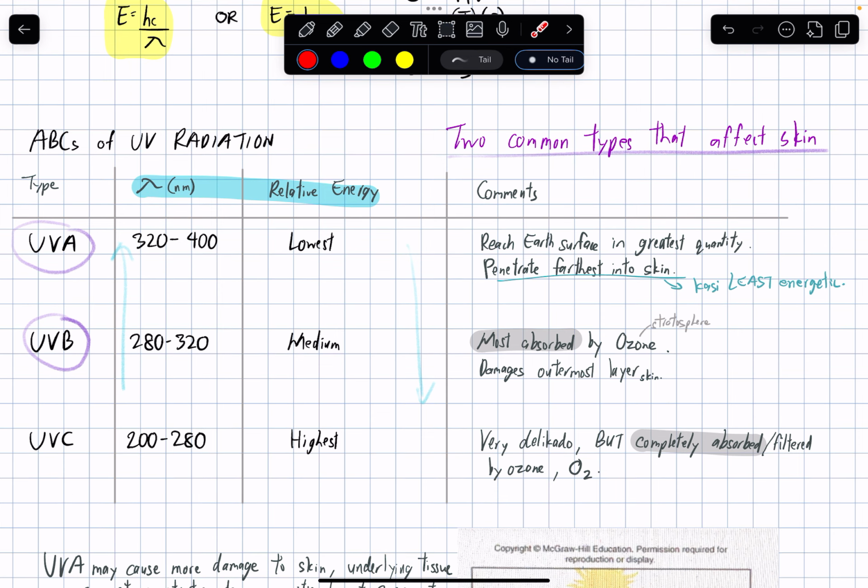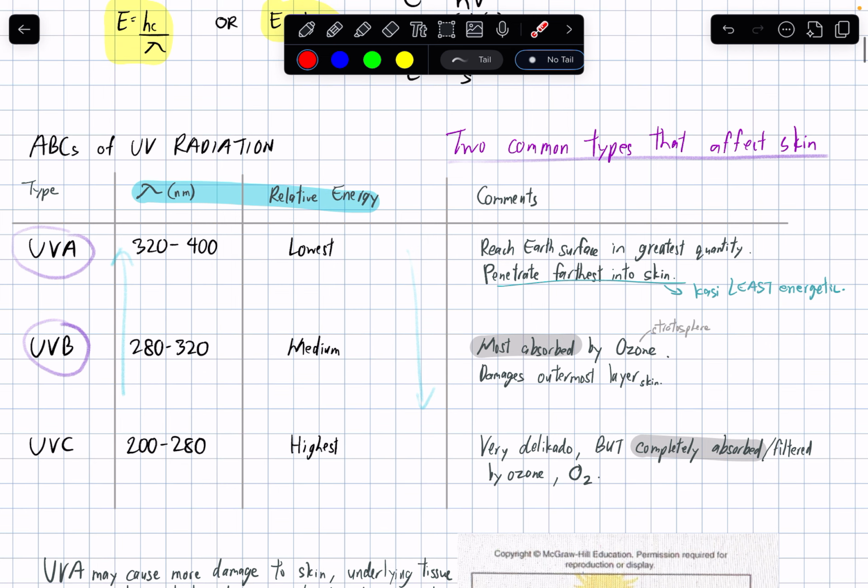ABCs of UV radiation. We have three types of ultraviolet radiation: UVA, UVB, UVC. Each one has, as you can see in this table, a specific range of wavelength, relative energy, and characteristics. Let's start first with UVA. By the way, UVA and UVB are the two common types that affect the skin. UVC isn't. I'll get to it now. UVC isn't an issue to us unless we make it one, partly through climate change.